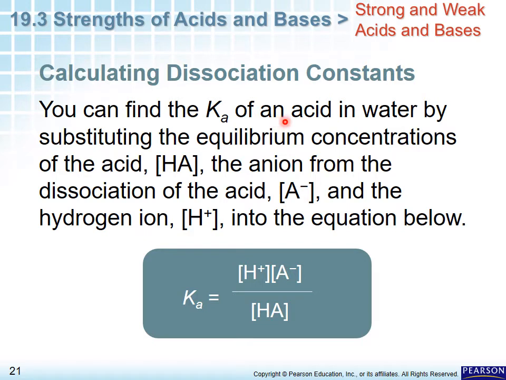So you can find the Ka of an acid in water by substituting the equilibrium concentration of the acid, which is HA, and an ion from the dissociation of the acid, which is A-, and the hydrogen ion, which is H+, into the equation. So what is it? Product over reactant. So what are the products? H+ ion concentration times anion concentration over the reactant, which is HA, the concentration of the acid itself. And here we go, the expression Ka. So using this formula, we can calculate the acid dissociation constant.